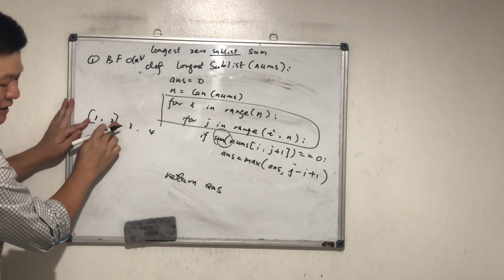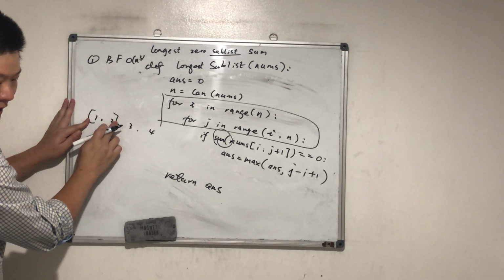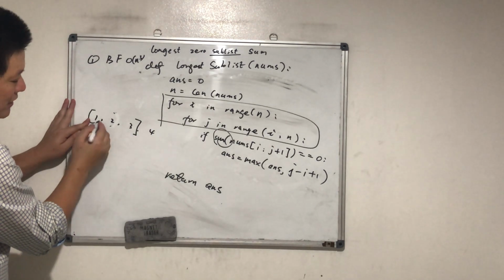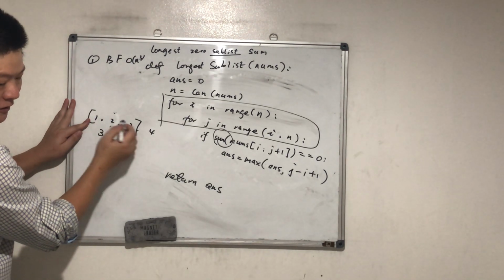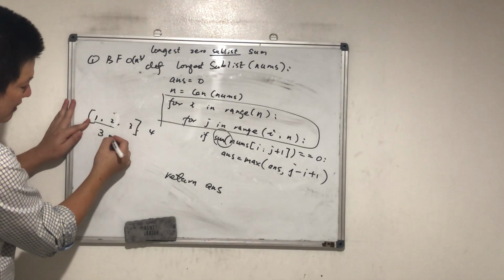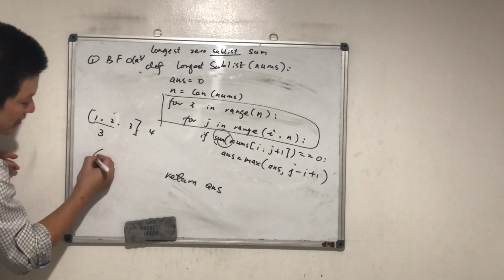Now J, we move to the next one, to here. So what's the sublist sum of this new array? 1, 2, 3. 6, yeah? How do you get a 6?